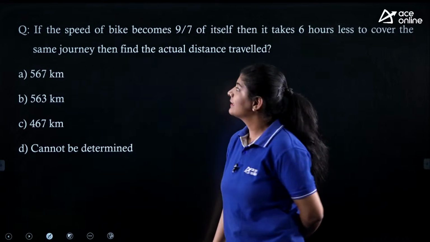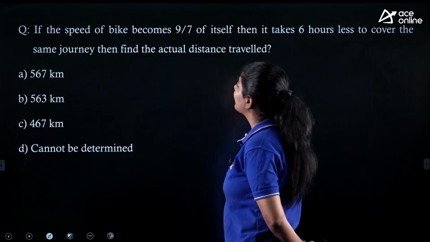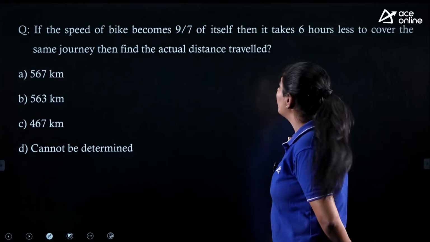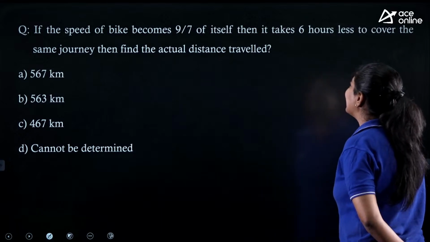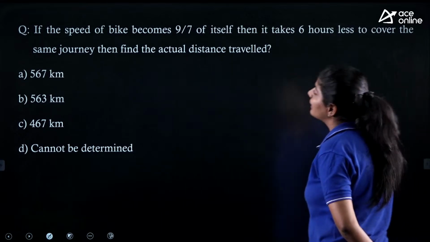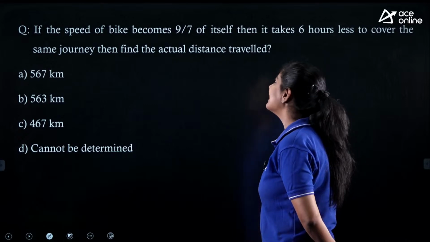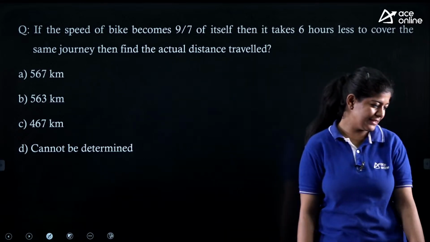The next question says that if the speed of a bike becomes 9/7 of itself, then it takes 6 hours less to cover the same journey. Then find the actual distance travelled. Again, this one is an easy one.